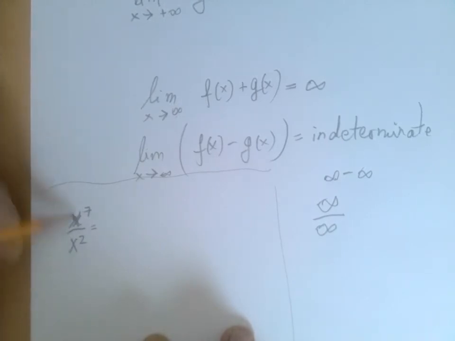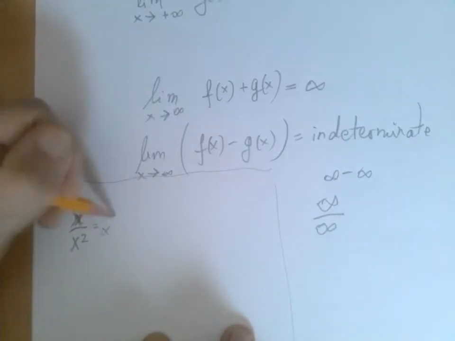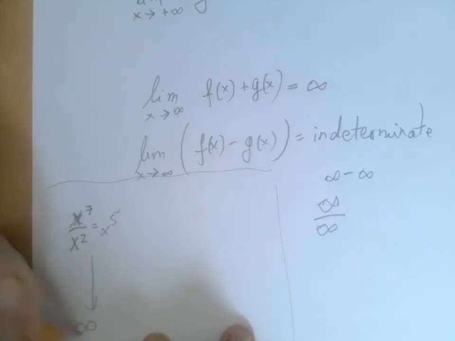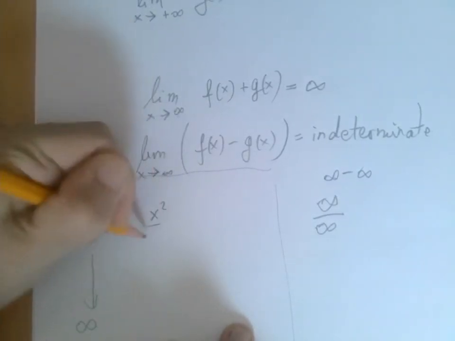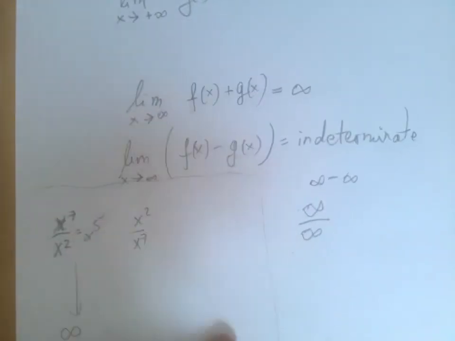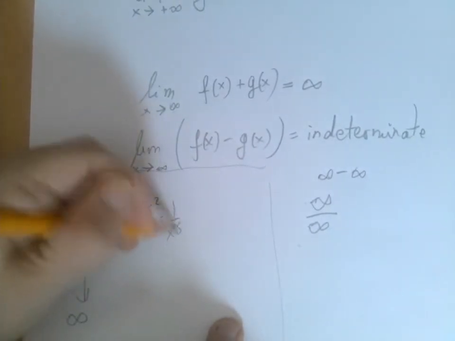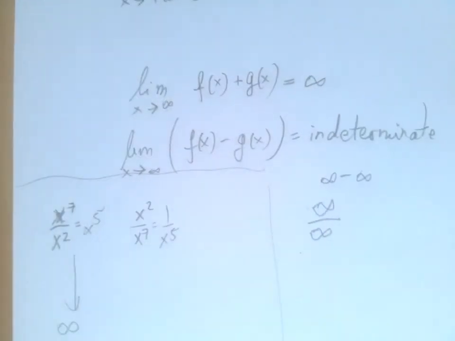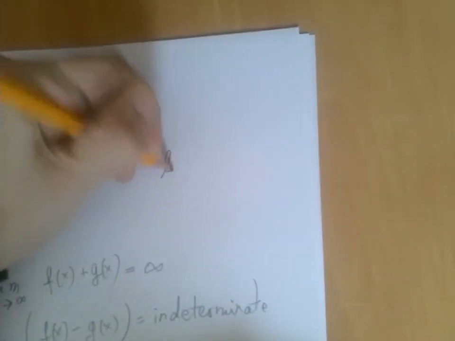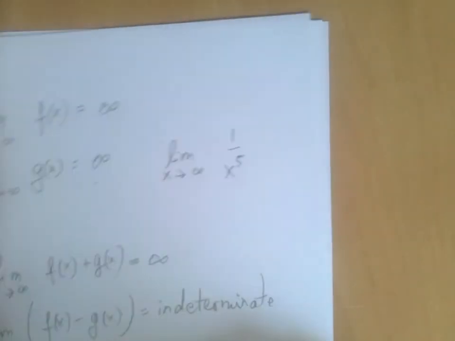We can simply consolidate this expression into x to the 5, and so that approaches infinity. Well, what about x squared over x to the 7? That too is infinity over infinity, right? And now we have 1 over x to the 5, which approaches, what does 1 over x to the 5 approach? So, limit as x approaches infinity of 1 over x to the 5.